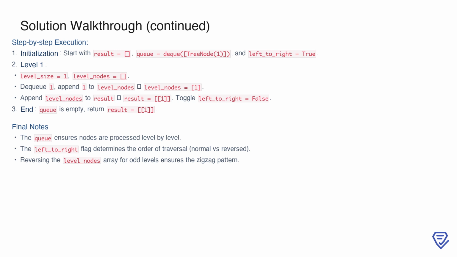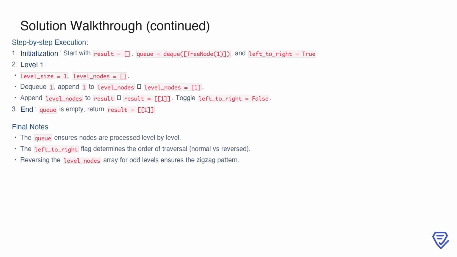We initialize level_nodes as an empty list, dequeue node 1, and append its value to level_nodes. Since this node has no children, there's nothing to enqueue. We append level_nodes, which is 1, to result, making it 1. We then toggle the left_to_right flag to false, but with the queue now empty, the traversal is complete. The final result for this single node tree is 1.